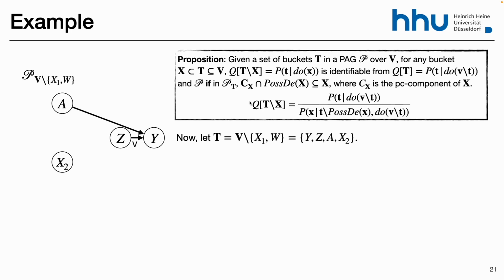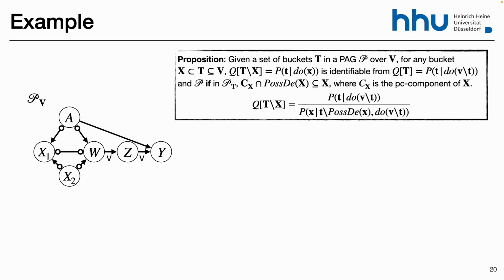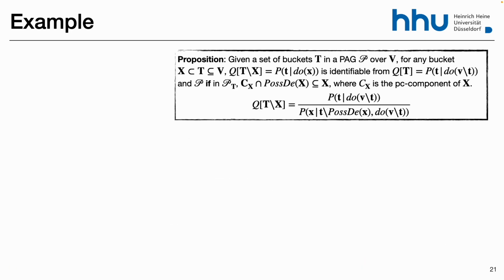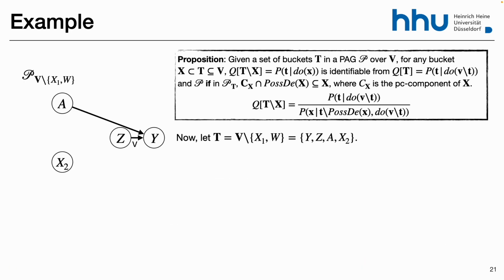So for example, here I'm removing x1 and w. So I'm removing all the edges connected to x1 and w. And if you go next, that's the graph. Then in this graph, I need to check the conditions.